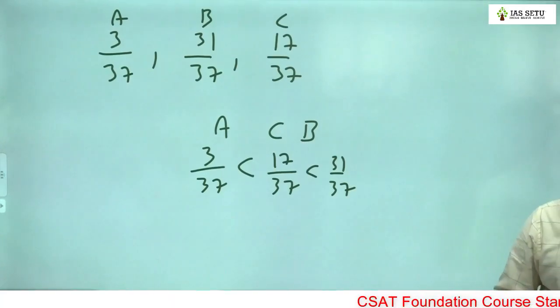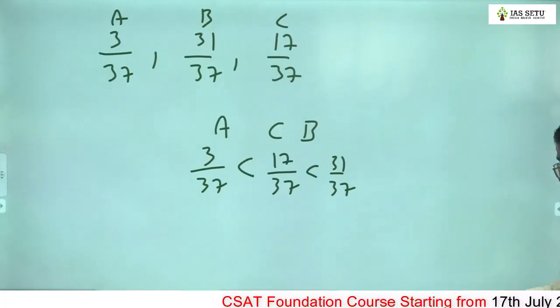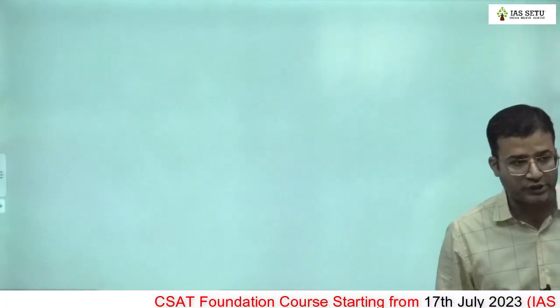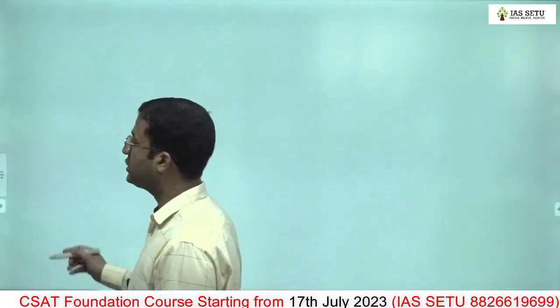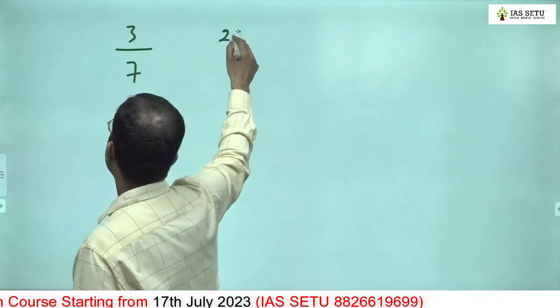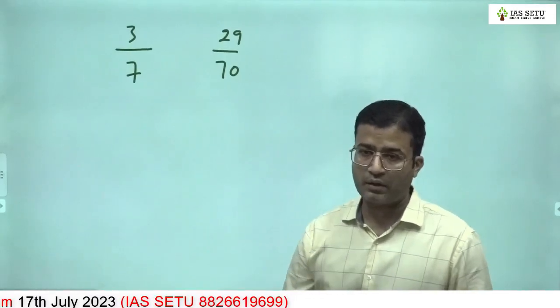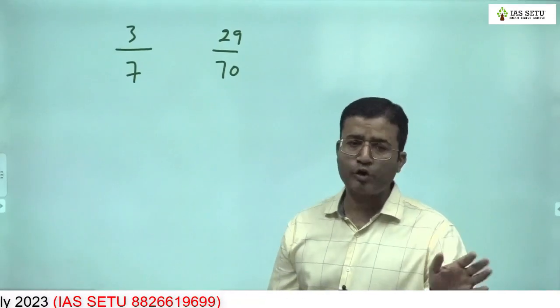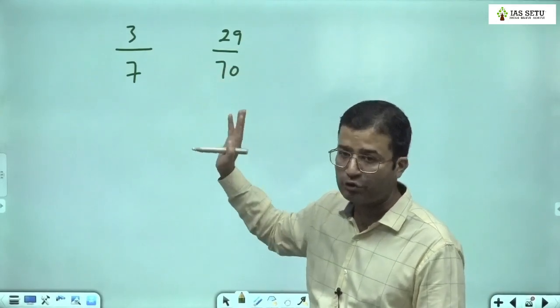Clear, simple, there is nothing in it, nothing is simpler than this. But here sometimes our denominator is not constant. We can try to make our denominator constant. Like the question is 3/7 and 29/70. And don't say that 29 is bigger and 70 is bigger, so 29/70 is larger. No.